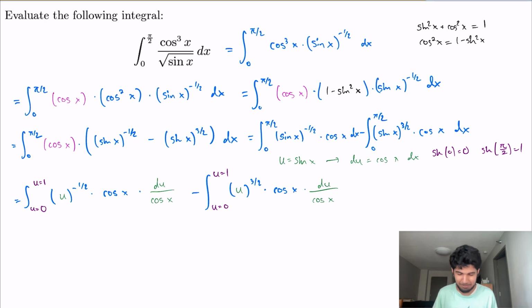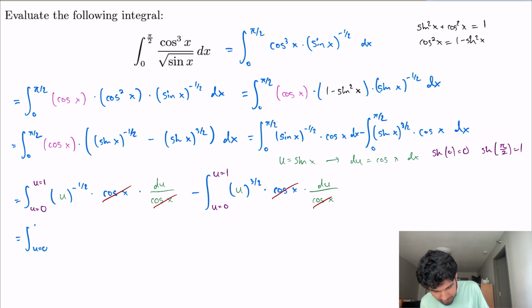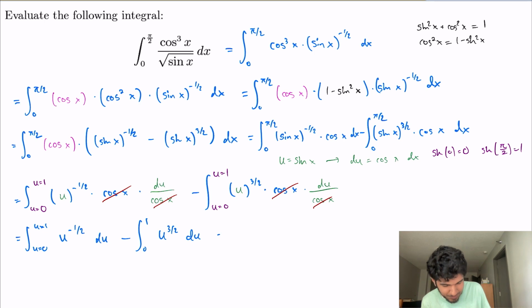That's the color scheme. We see that the cosines of x in the first integral cancel, same with the second integral, and now we're left with some simple integrals in the u world. So this is going to equal the integral from u equals 0 to u equals 1 of u to the negative 1/2 du minus the integral from 0 to 1 of u to the 3/2 du.